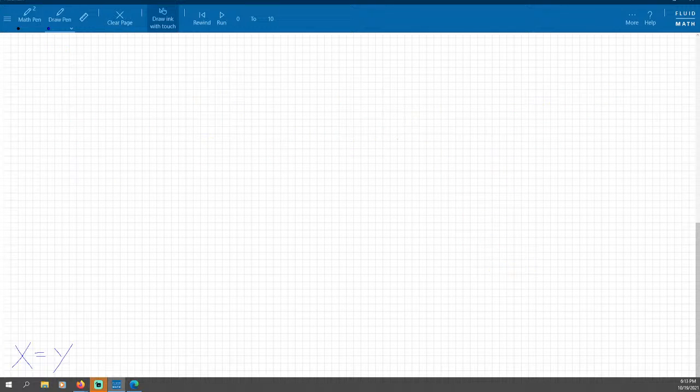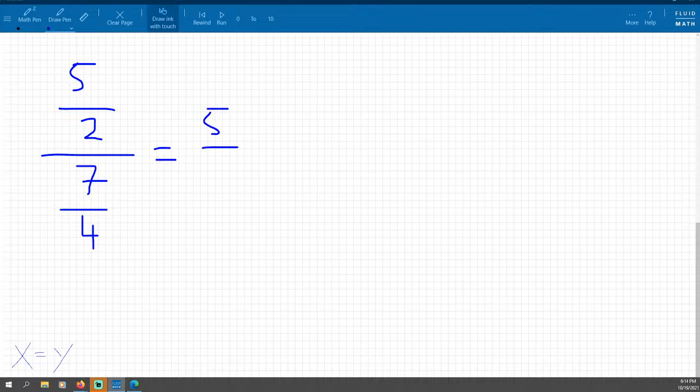Okay, let me clear this out. So now we have 5 squared over 7/4. And we know that we can just write it as 5/2 divided by 7/4.